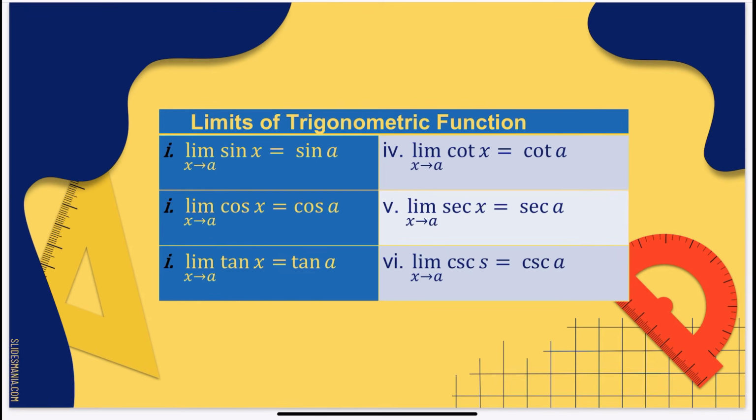Then the limit of cotangent x, where x approaches a, is equal to cotangent a. The limit of secant x, where x approaches a, is equivalent to secant a. The limit of cosecant x, where x approaches a, is equal to cosecant a.